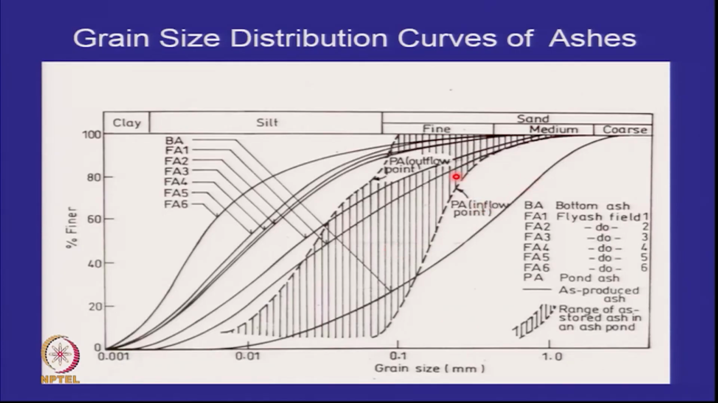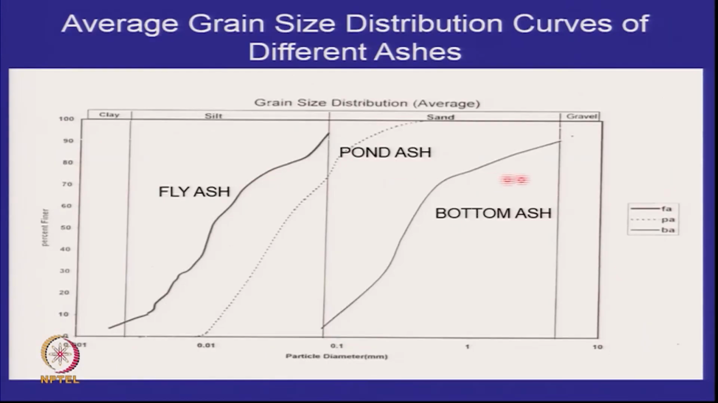Still, bottom ash is coarser than pond ash at the inflow point, and fines are finer. In a sense, bottom ash can be like this, fly ash can be like this, and pond ash can be like this.